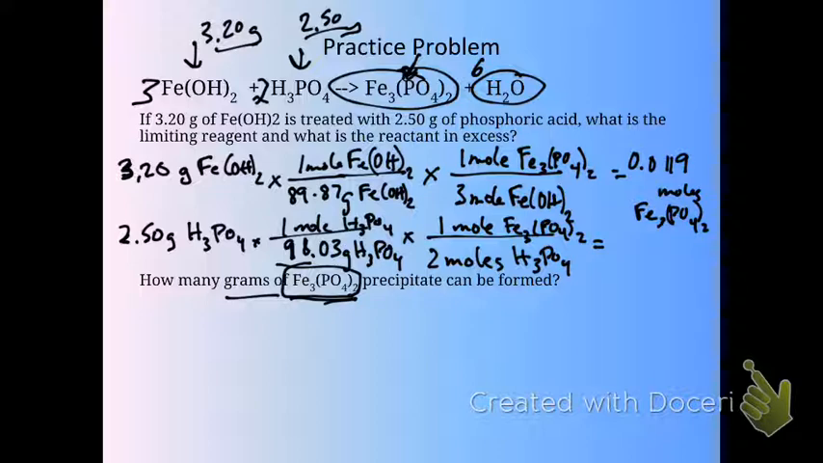2.5 divided by 98.03, divided by 2, gives 0.0127, so that's 8 moles of iron 2 phosphate.